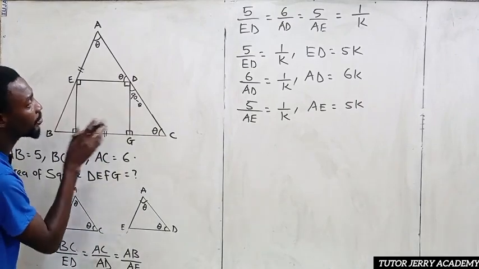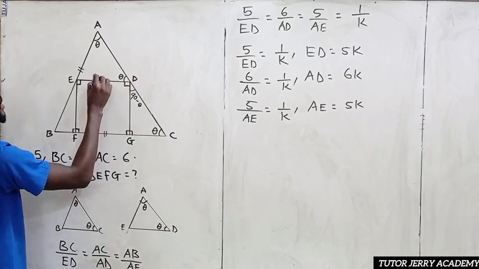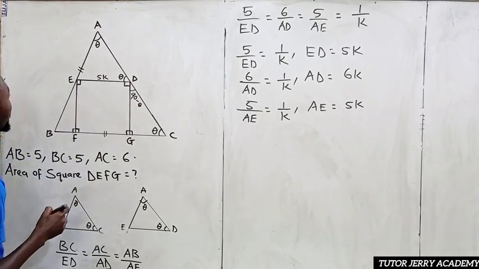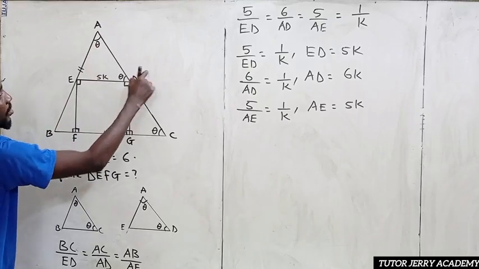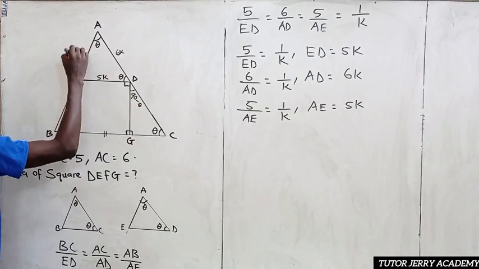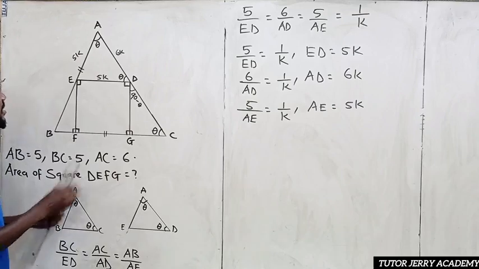So now let's put these values here. Where is our ED? This is our ED. Our ED is 5k. Our AD is also 6k, and our AE is 5k. All right, so we don't forget that this is a square, right?